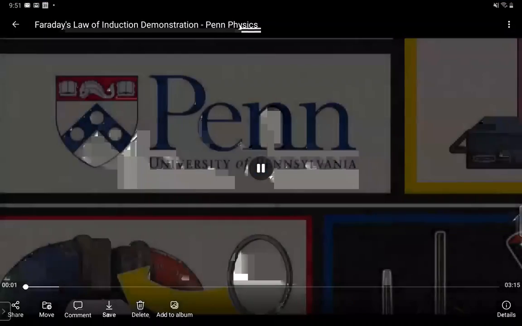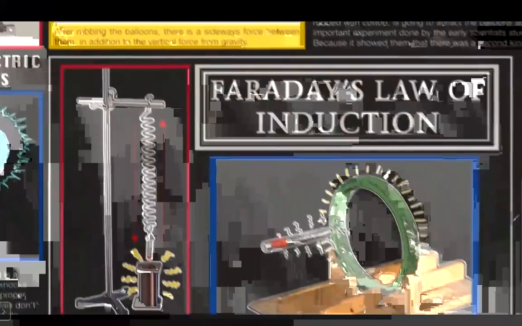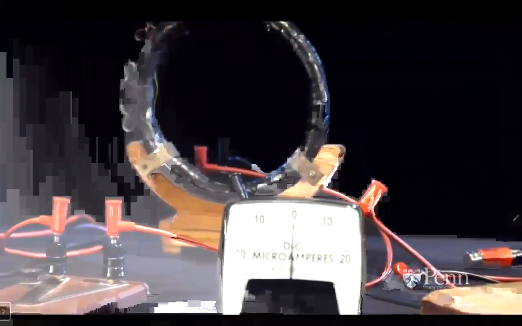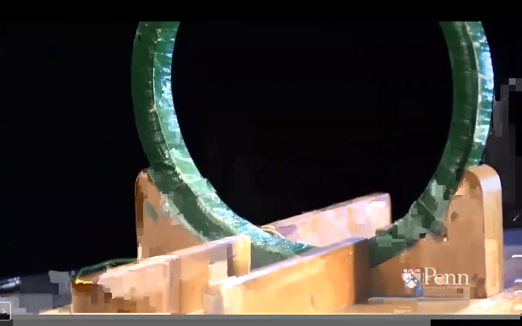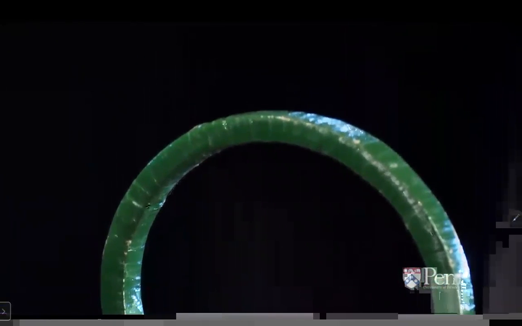This video just demonstrates how they generate the electric force and the current inside the solenoid. This video is made by UPenn.